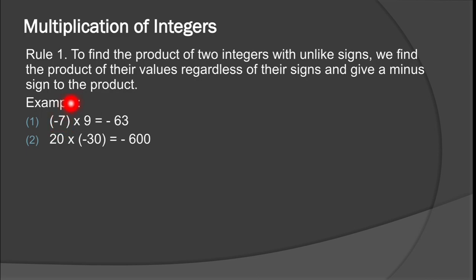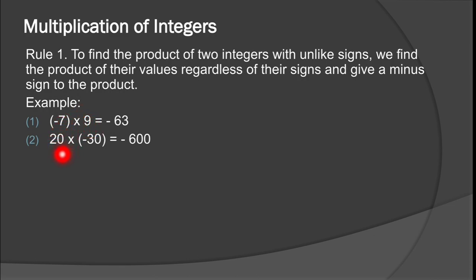We just multiply 7 into 9. After multiplying 7 into 9, we get 63. And when we have the product 63, we put a minus sign before 63. So our result will be minus 63. Why have I put a minus sign here? Because we are multiplying two integers having opposite signs.